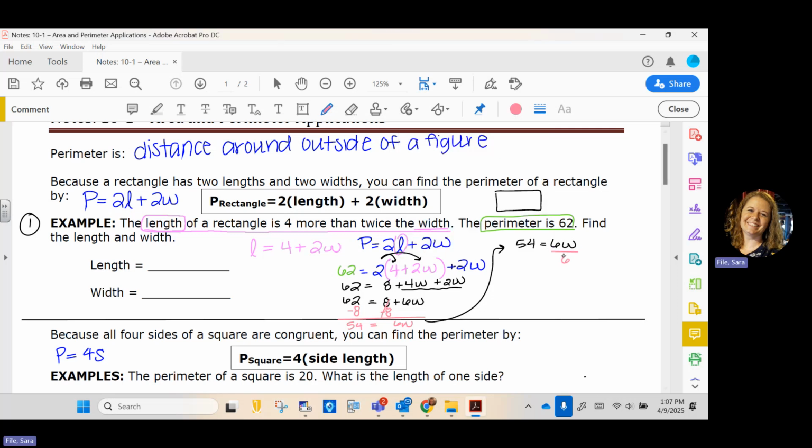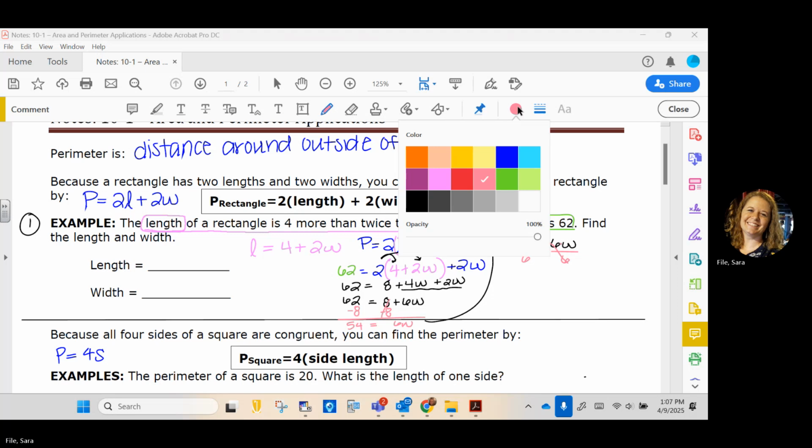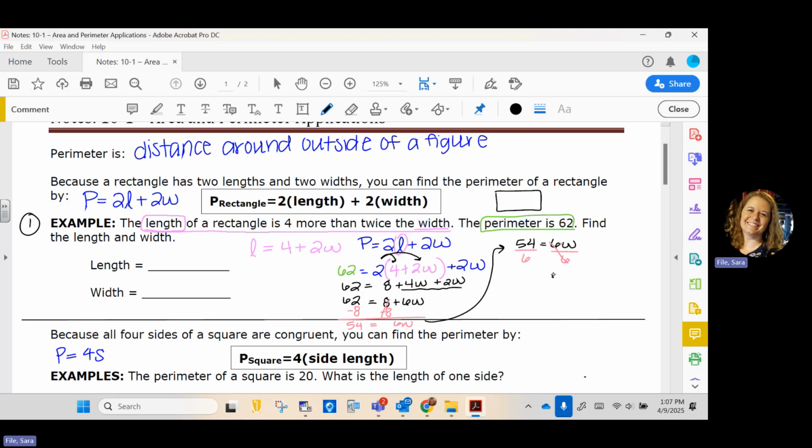I'm going to divide because it's 6 times W. I'm going to divide by 6. What you do to one side, you do to the other. So now I've solved, and that's 9. So my width is 9.